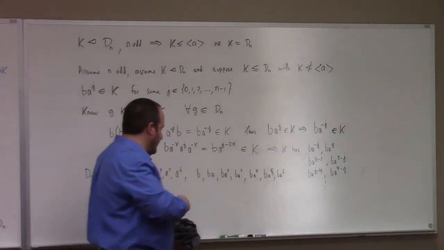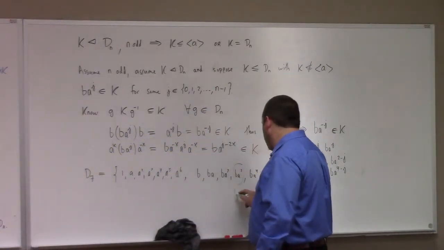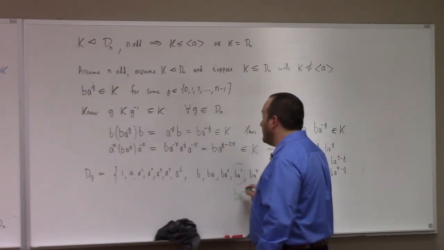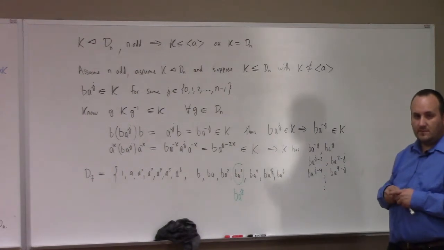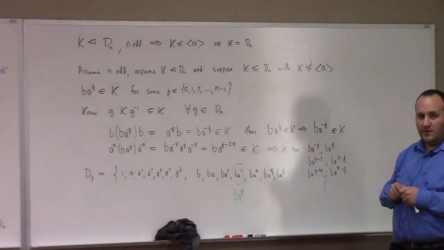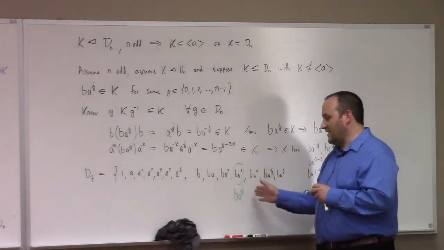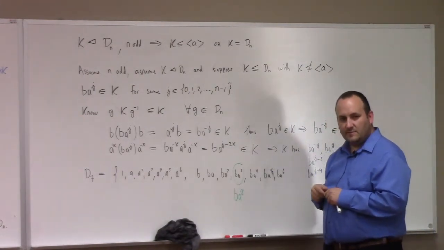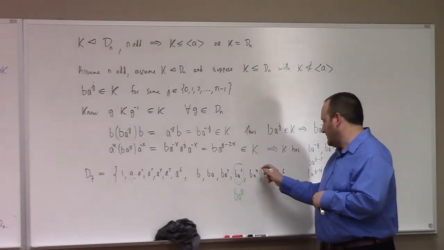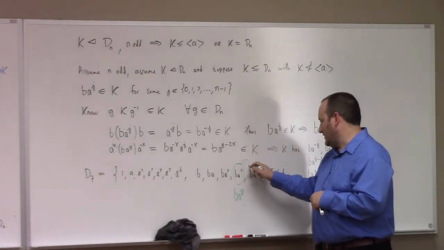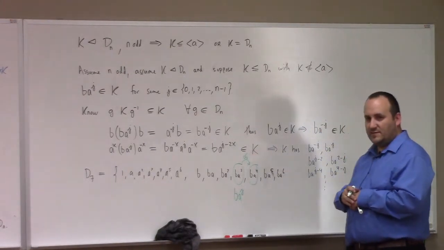Suppose, just for the sake of argument, that we picked 3. Suppose that was our ba to the j that we picked in our k, right? Then what's ba to the minus j? Where is that? Right, so this is conjugated by b, so to speak, takes us to there, conjugation by b.